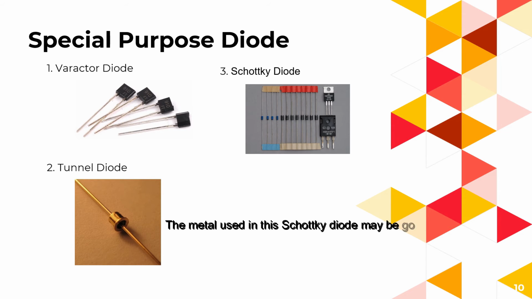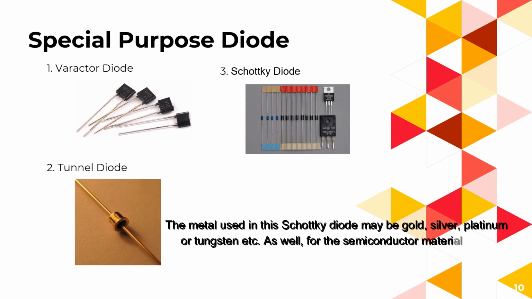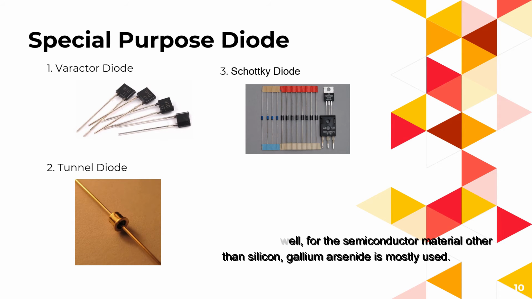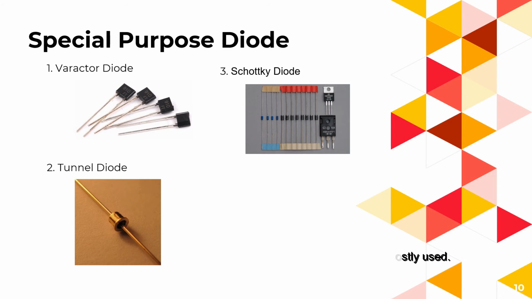The metal used in the Schottky diode may be gold, silver, platinum, or tungsten, and etc. As well, for the semiconductor material other than silicon, gallium arsenide is mostly used.